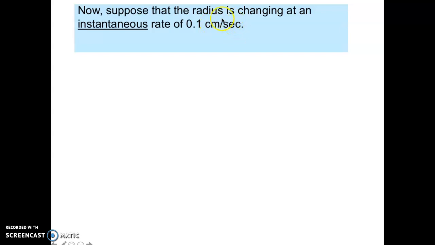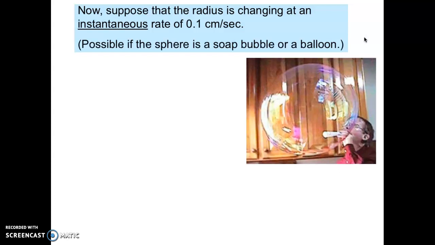It is change in position over change in time. And it's telling us that it's happening at the rate of 0.1 centimeters for every second that passes. So there's a big difference here now, where we're given a derivative. Now this might be possible, by the way, if a sphere is something like a soap bubble or a balloon that we're blowing up slowly.